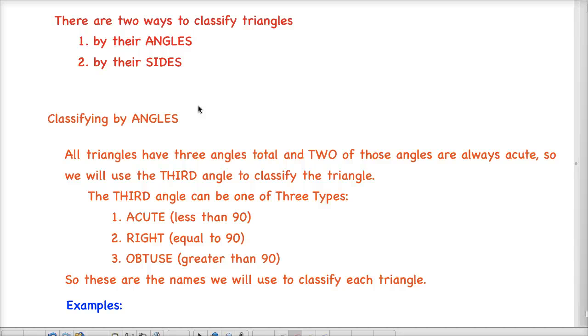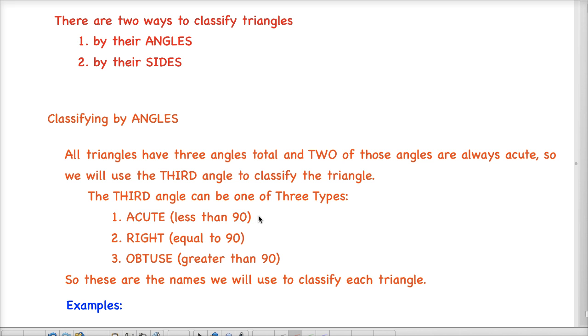So basically we look at the third angle to help us classify it. And the third angle can be one of three different types. It can be acute, where it's less than 90 degrees. It can be a right angle, where it's equal to 90 degrees. Or it can be obtuse, which is greater than 90. And so those are also the names that we use to classify the triangle. So a triangle can be acute, right, or obtuse.